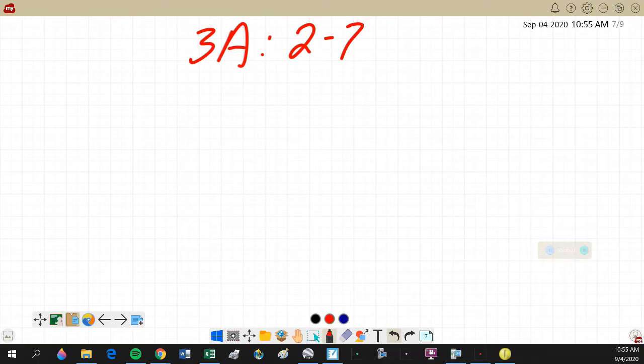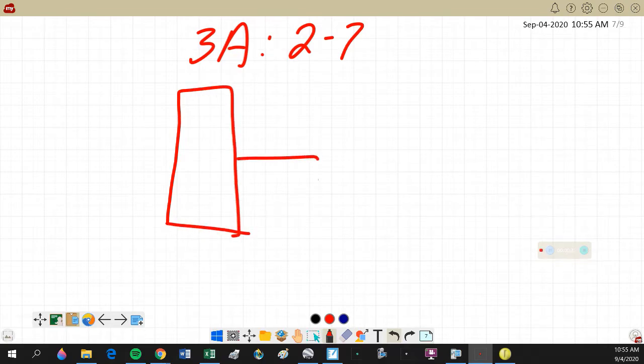The 10 to 11 box is a lot taller than the 15 to 16 box, right? So it looks like this. So 10 to 11 would be right here, and then 15 to 16 would be right here. Get it?